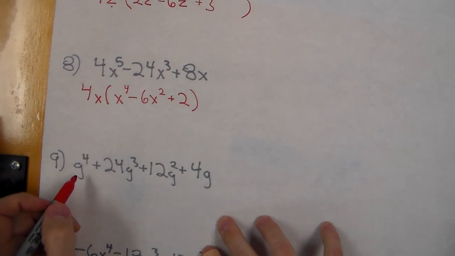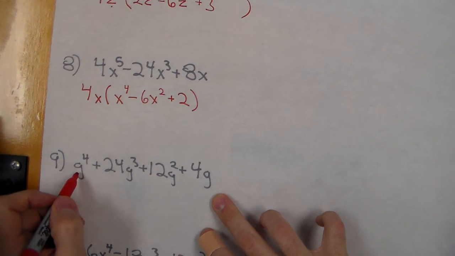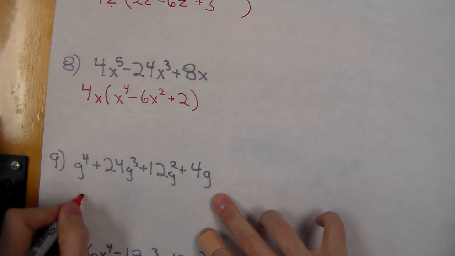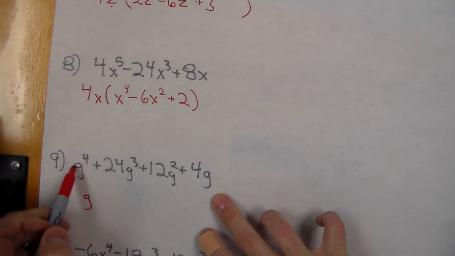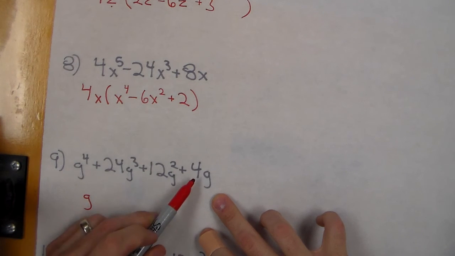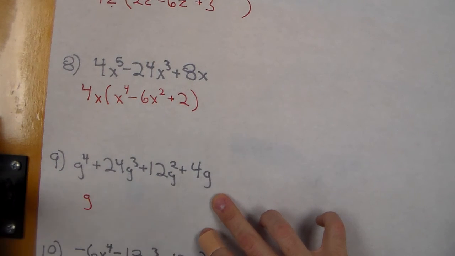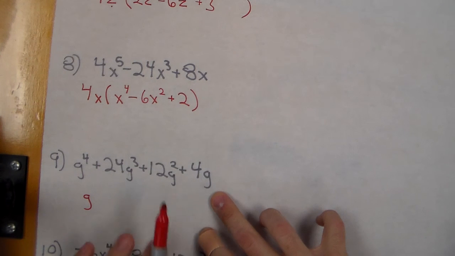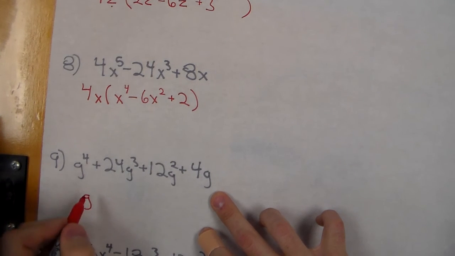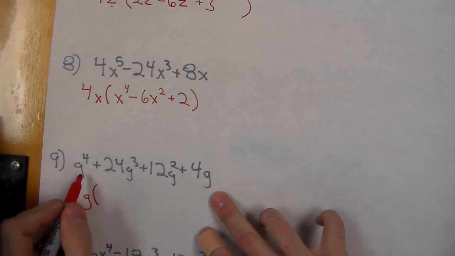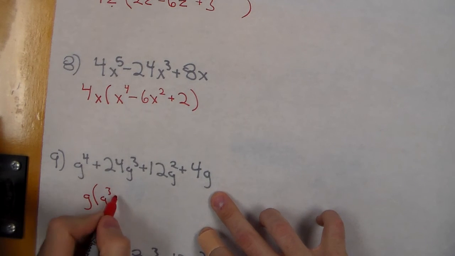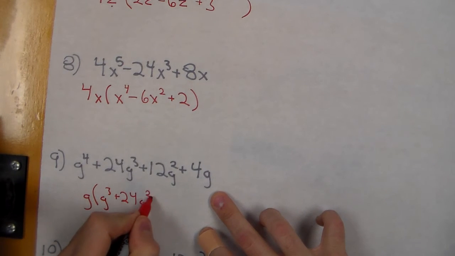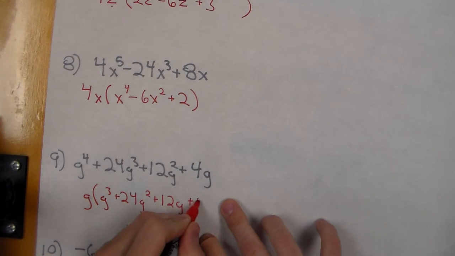For number 9, we have g to the 4th, g to the 3rd, g squared, and g. So I know a g comes out. Now, just because there's no number here, there is a 1, but I have 1, 24, 12, and 4. If this had a different number, maybe I could factor a number out, but I don't have a common factor in all of them. Don't think just because these 3 have it, you could take out a 4. It's either all or none. So actually, all I can take out of that is a g. So that leaves me with g to the 3rd plus 24g squared plus 12g plus 4.